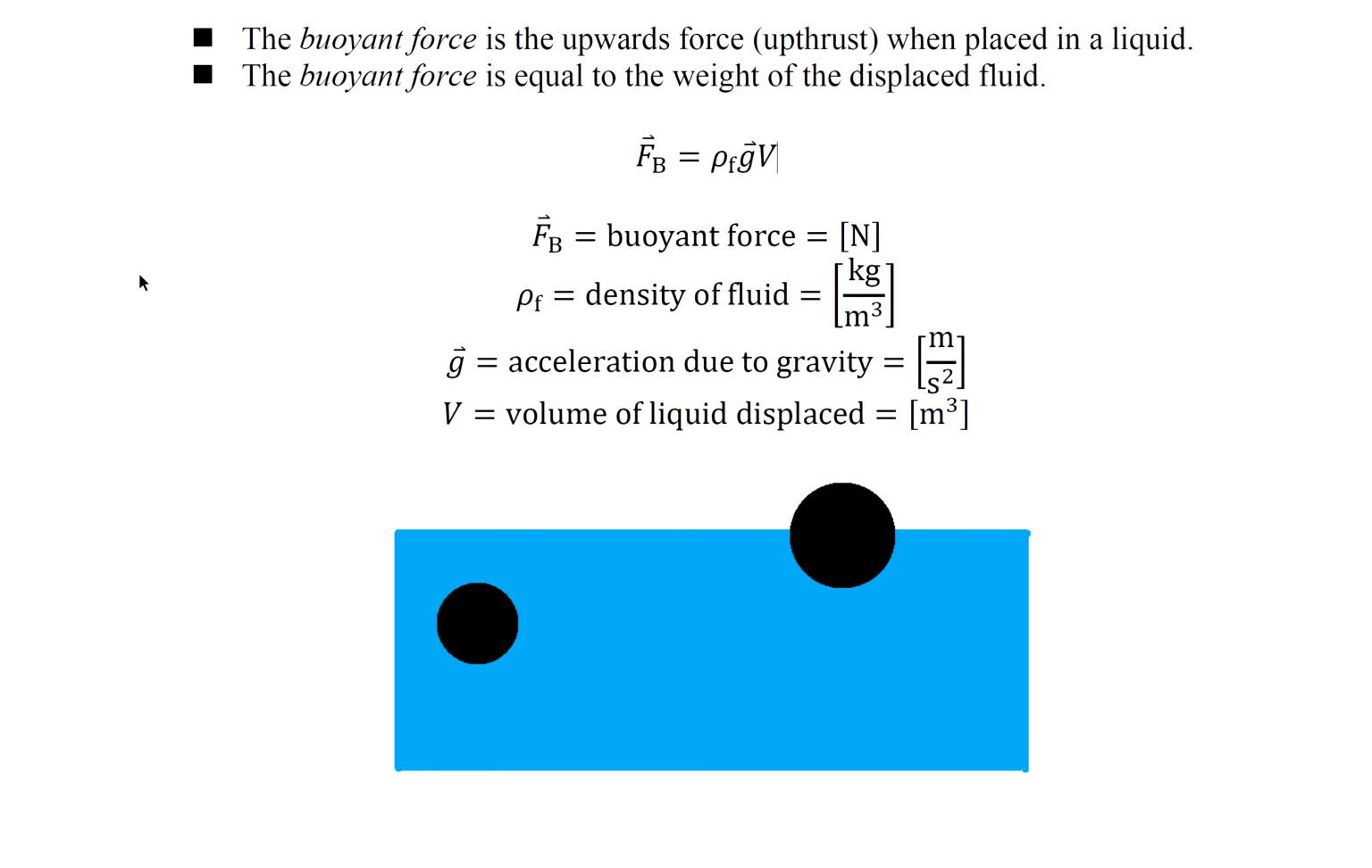where rho sub f is the density of the fluid. In this image, it's the blue liquid. g is 9.81 meters over second squared. V is the volume of liquid displaced. So on the left sphere, V would be 4/3 pi r cubed. On the right sphere, it would be 4/3 pi r cubed times 1/2, because only 1/2 of the sphere is under the water.